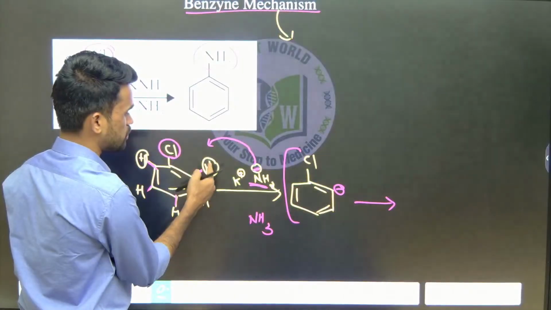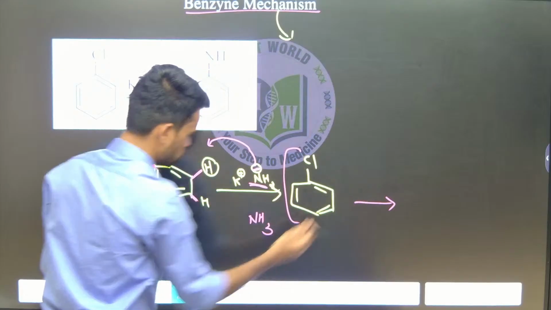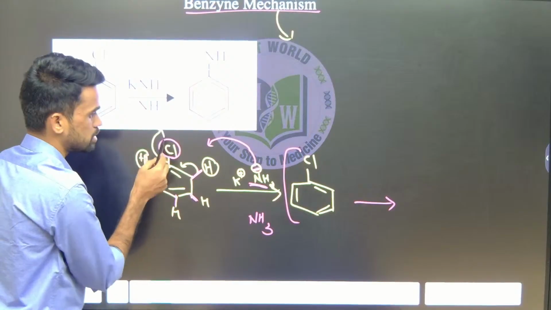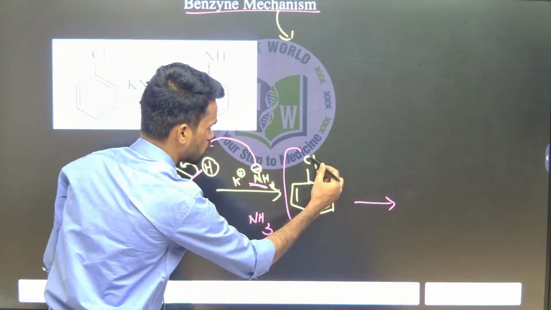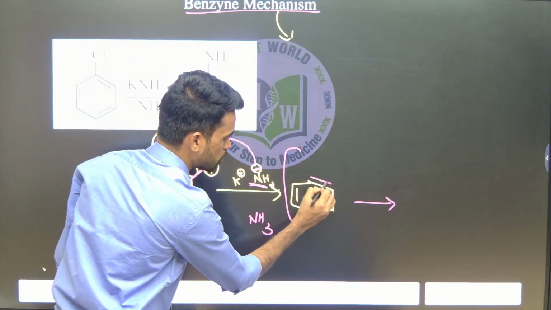Once this species forms after abstracting this proton, the negative charge you are seeing will shift here, and the chlorine comes out like this. So chlorine is going out and you are going to get benzyne now. I am writing one pi bond here. So you can call it benzyne. Benzyne is the intermediate. You have eliminated a chloride ion from here, so elimination is over.